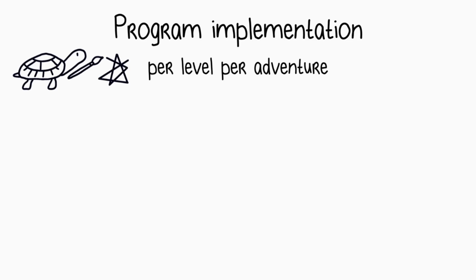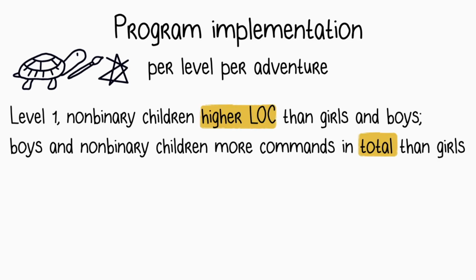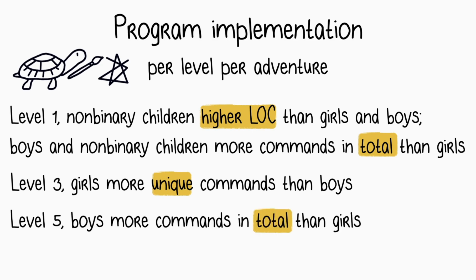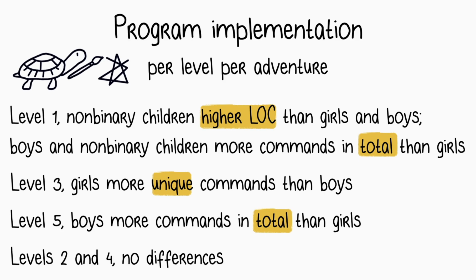For the visual adventure, we found several differences in various levels. Firstly, in level 1, we found that non-binary children created programs with more lines of code than both boys and girls. Moreover, boys and non-binary children used more commands in total than girls. In level 3, we see that girls use more unique commands than boys. And in level 5, we found that boys used more commands in total than girls. In level 2 and 4, we did not find gender differences.